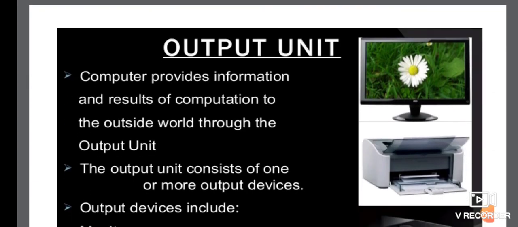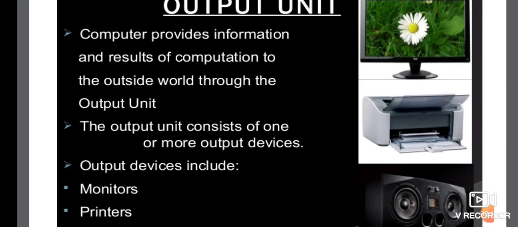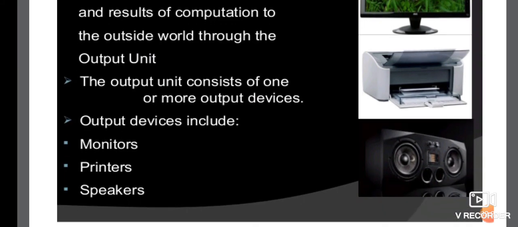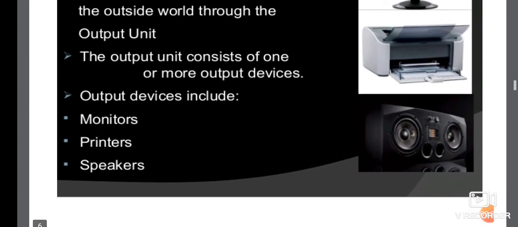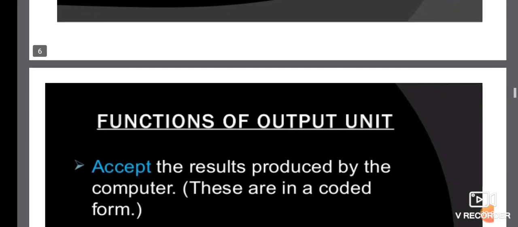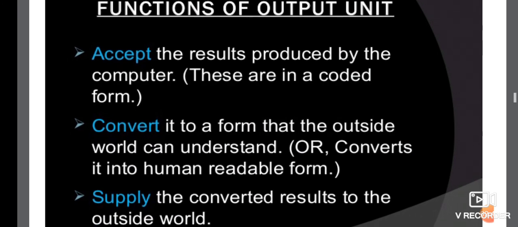The next one is the output unit. The output will be displayed on the monitor. The output unit may be a monitor, printer or speakers. Through this output only you are bringing your view to the outside world. Let's see the functions of the output unit. It accepts the results produced by the computer in a coded form and converts them to a form understandable by the outside world.